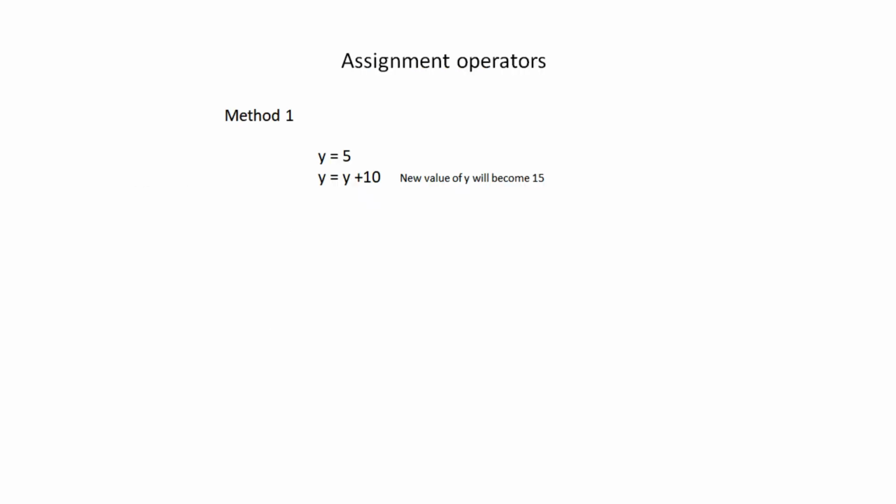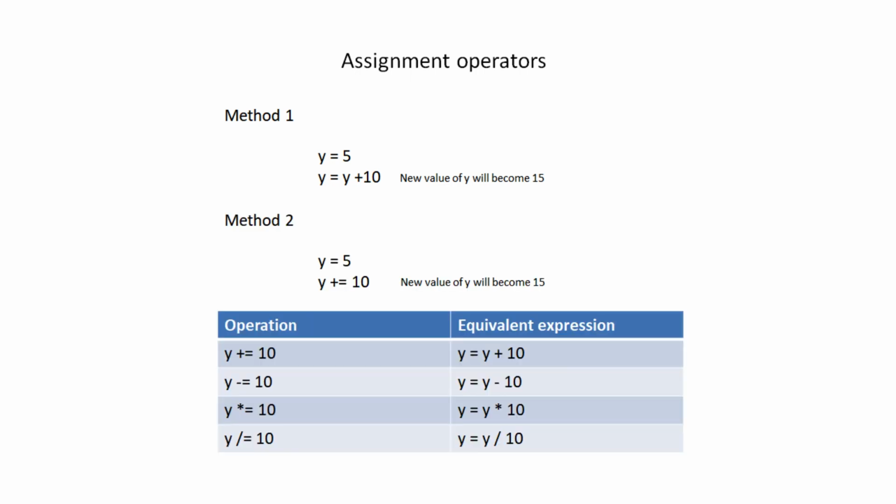Let's also look at a different method of assigning values to a variable. In some situations, we want to manipulate a variable's value and assign the answer again to the same variable. In previous projects, we used this method. In this method, we have to write the same variable name twice. Python has some specific operators to make these statements shorter. These assignment operators are listed here. Both methods are equivalent to each other. We will use these operators in all our future projects.